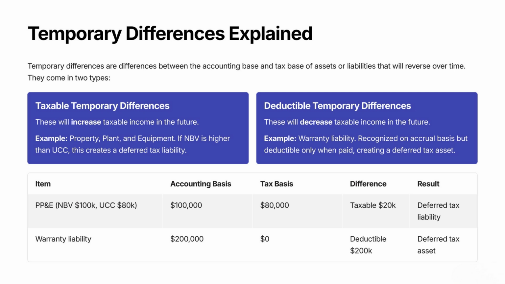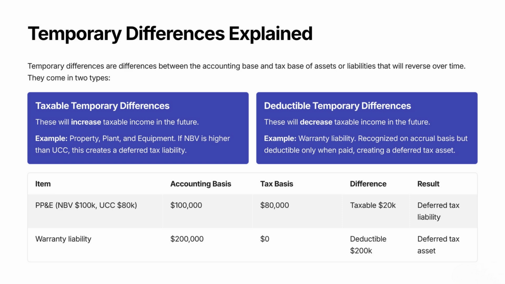Let's walk through it. For example, property, plant, and equipment, or PP&E. For your books, you depreciate it nice and slow over its useful life. But for tax, you often get to take a bigger, faster deduction up front called capital cost allowance. So here the book value is 100 grand, but the tax value is only 80 grand. That means you got a bigger tax deduction now. That $20,000 gap is a taxable temporary difference. Why? Because in the future, you'll have less depreciation to claim for tax, meaning your taxable income will be higher. That creates a future tax bill, a deferred tax liability.